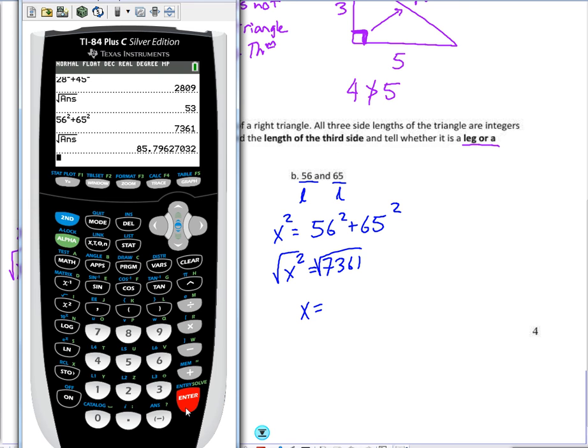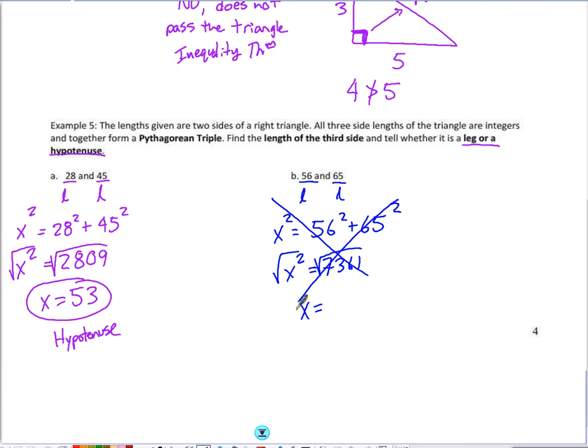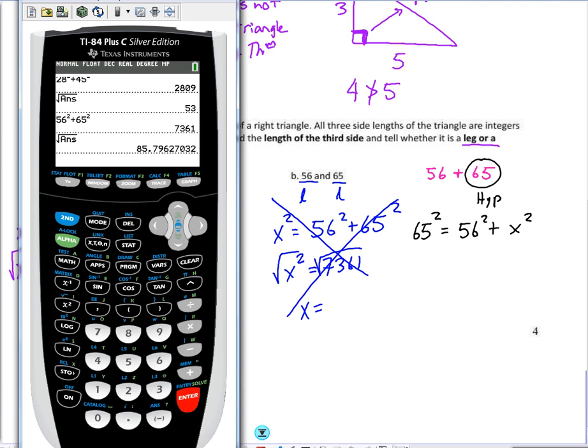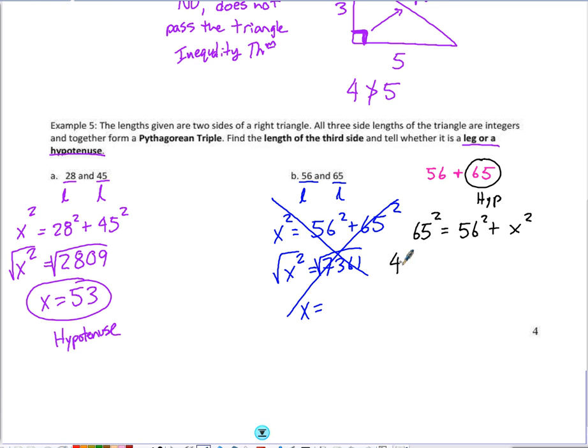So let's assume that the missing piece, with 56 and 65, is not the hypotenuse but a leg. That would mean that the larger of the two sides given has to be the hypotenuse of my right triangle. So now let's assume 65 is my hypotenuse, and we'll square that and set it equal to 56 squared plus x squared, one of the missing legs. So in my calculator, I'm going to do 65 squared, which is 4,225. And we're going to do 56 squared, which is 3,136.